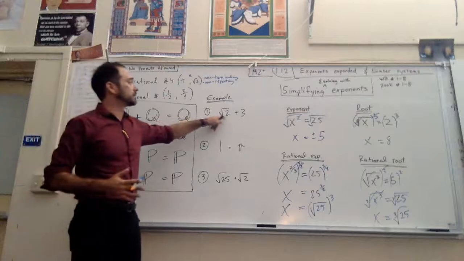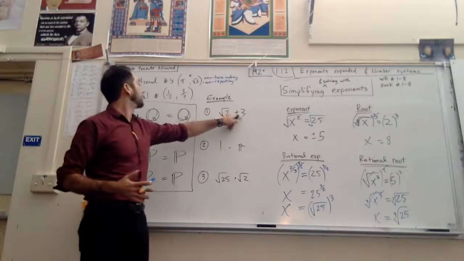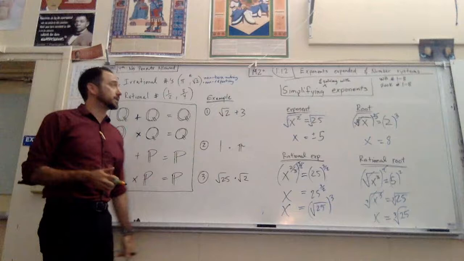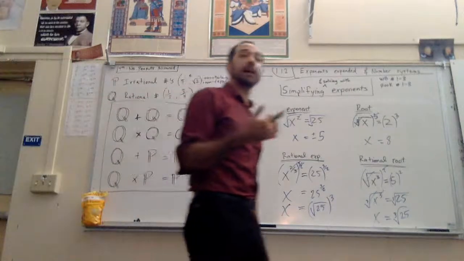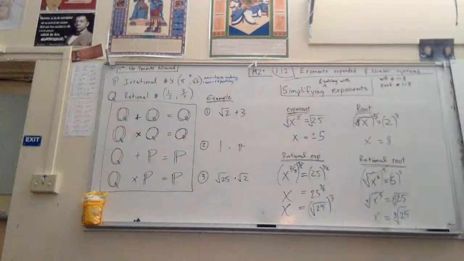Root 2 is irrational. And 3 is rational, 3/1. So thinking about that, who has a calculator out? Anybody have a calculator out? If you have a calculator, pull it out. Let's go and do root 2 and see what we get with that value.